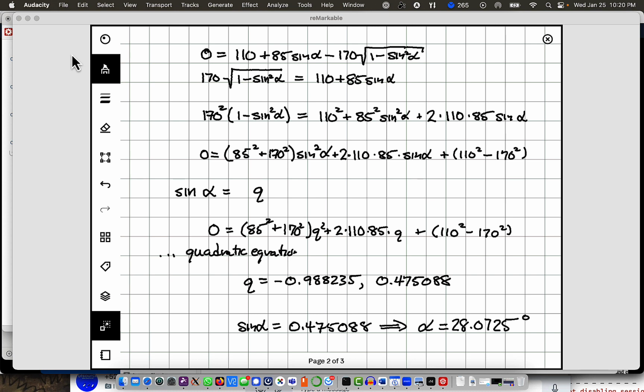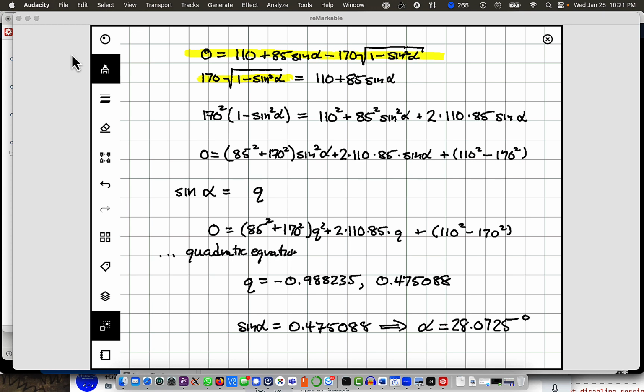That's what I did here. It's the same equation as we did before. And now I'm going to try to get rid of that square root. So I'm going to move that square root term over to the left and move everything else to the right. So now I've got this 170 times the square root of 1 minus sine alpha squared here, and then this term on the right. Then I'm going to square both sides. That's going to get rid of the square root, and then I'm going to have everything in terms of just the sine function.